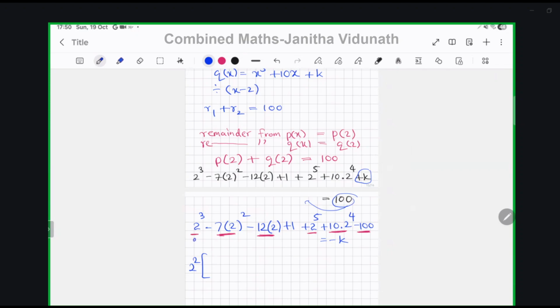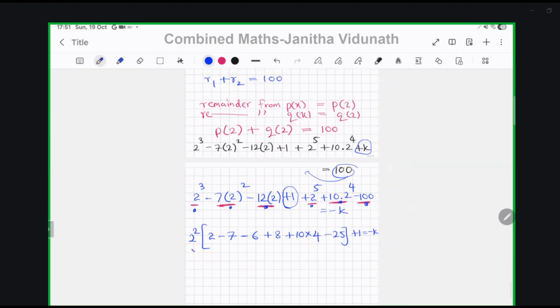Then from the first term, 2 is remaining. From the second term, minus 7 is remaining. From the third term, minus 6 is remaining. From this term, 8 is remaining. From this term, 10 times 4 is remaining. From this term, minus 25 is remaining. Then apart from that, plus 1 is remaining. This is equal to minus k.